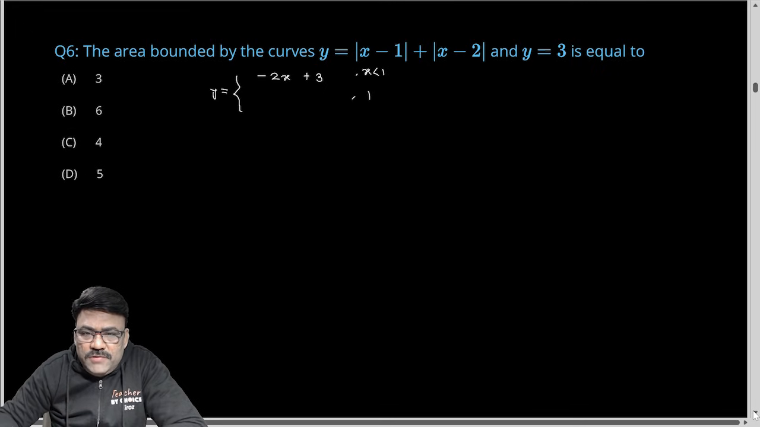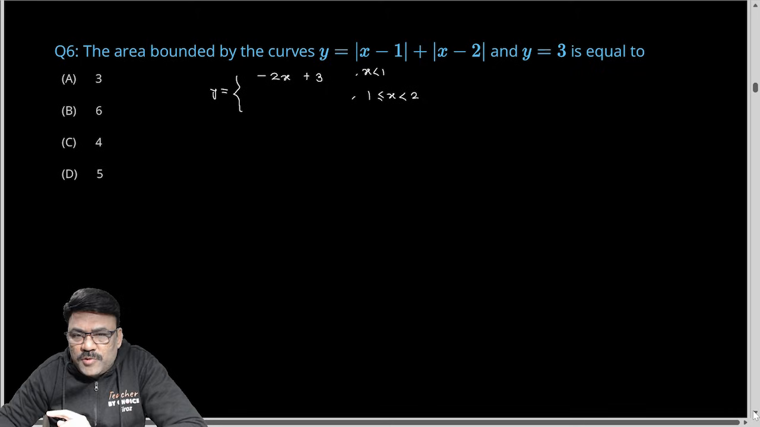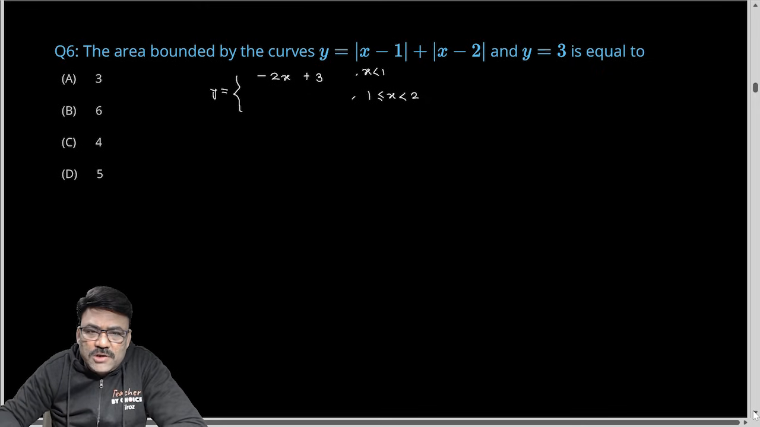Now when I take x between 1 and 2, x minus 1 is positive, but x minus 2 is still negative. So I will get x minus 1 and then minus x plus 2, x cancels. So you are getting 1 here. And finally, for x greater than or equal to 2, both positive, so it is 2x minus 3.